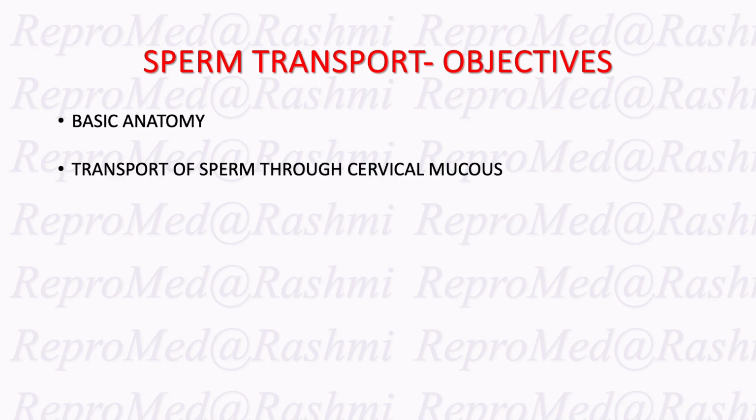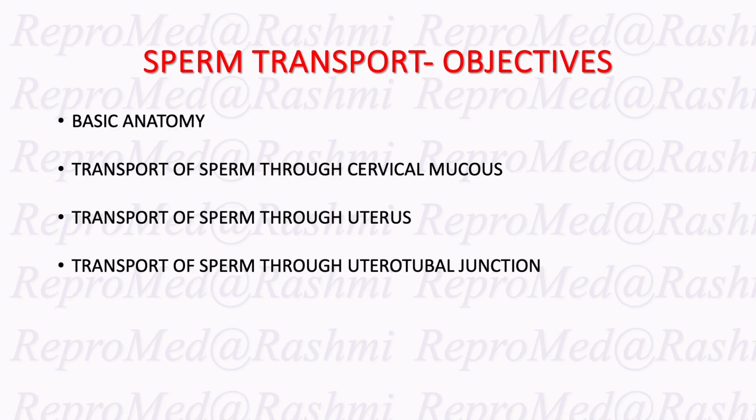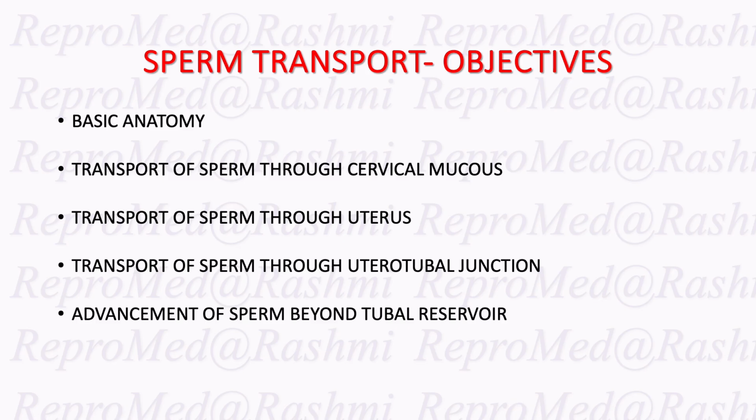The basic objectives of today's discussion will be covering the basic anatomy of the sperm and the male reproductive tract, the transport of sperm through cervical mucus, uterus, uterotubal junction, and advancement of sperm beyond the tubal reservoir. And then finally, the exits of sperm toward the oocytes. We will be covering all these topics today.